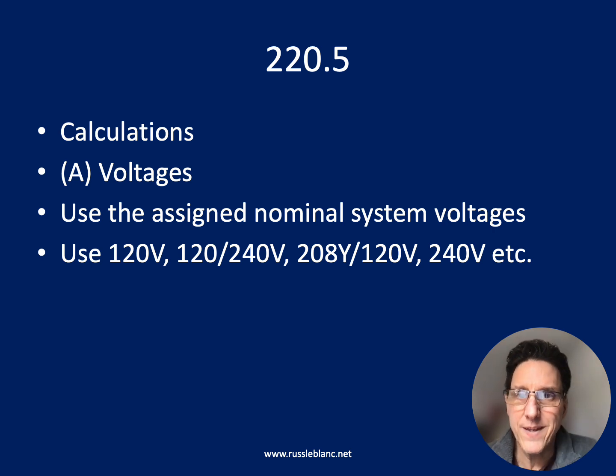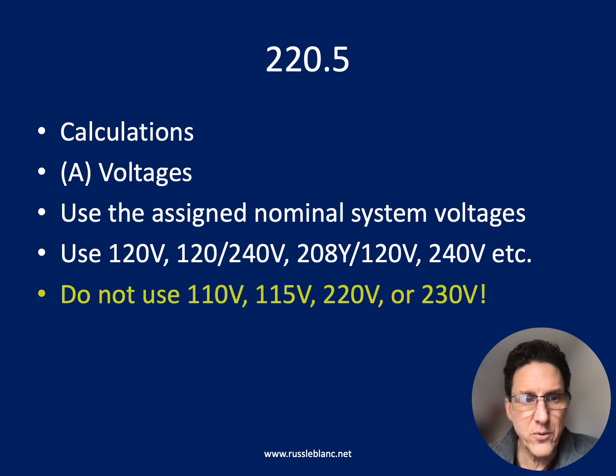So use those, the assigned nominal voltages. Don't use nameplate voltages. Don't use equipment voltages, right? And don't use voltages like this. Don't use 110. Don't use 115, 220, or 230, right? Those might be the voltages your meter reads, or they could be on a piece of equipment. Do not use those voltages, right? Unless you have other information that says otherwise, use the voltages specified in 220.5(A).